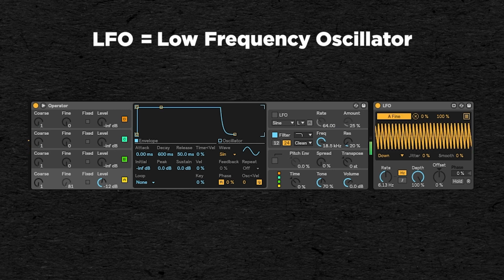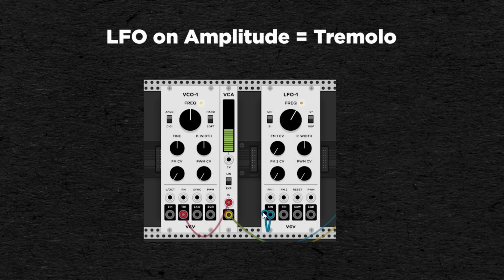So you can achieve different effects with that. You can link that to the amplitude or the volume of an oscillator to create a tremolo effect. Then if you crank up the rate of the LFO, it begins to add harmonics to the sound, and you enter the domain of AM synthesis.